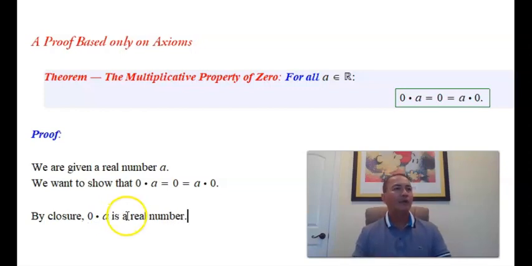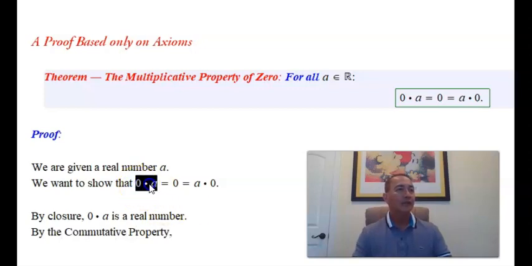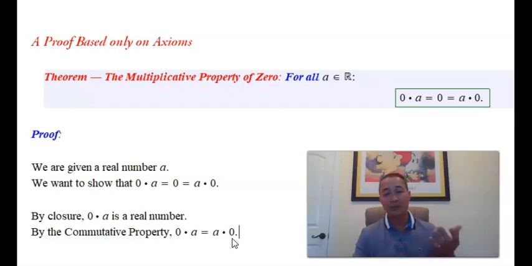Okay? Now, we also want to show that a times 0 is also 0. But isn't that just the commutative property? By the commutative property, 0 times a is exactly the same as a times 0. So if we can show that 0 times a is already 0, then we don't have to show that a times 0 is also 0, because 0 times a and a times 0 are exactly the same.